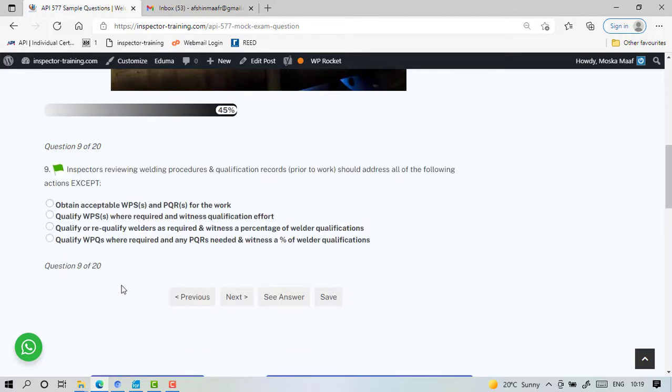Inspectors reviewing welding procedures and qualification records prior to work should address all of the following actions except: obtain acceptable WPS and PQR, qualify WPS, and witness qualification effort; qualify or requalify welders, and witness a percentage of welder qualification; qualify WPQ where required, and any PQRs needed. So as a welding inspector, you don't need to qualify a PQR. That's not your job.